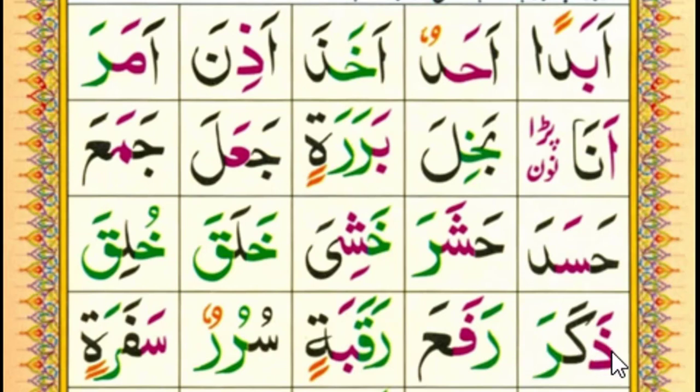Zal, Fatha, Za, Kaf, Fatha, Ka, Dhaka, Ra, Fatha, Ra, Dhakara. Ra, Fatha, Ra, Fa, Fatha, Fa, Rafa, Ain, Fatha, A, Rafa'a.